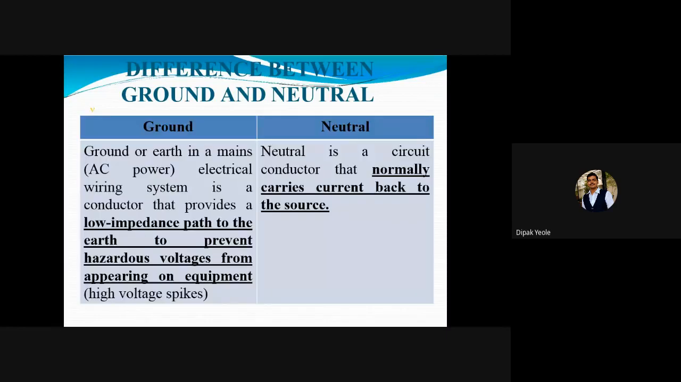Now there is a difference between ground and neutral. I told you that neutral is used for completing the circuit. But if we are interested in the ground, ground can also be called earth. The importance of ground and earth is that it is a main electrical wiring system conductor that provides a low impedance path to the earth to prevent hazardous voltages from appearing on the equipment. So that is called the ground.